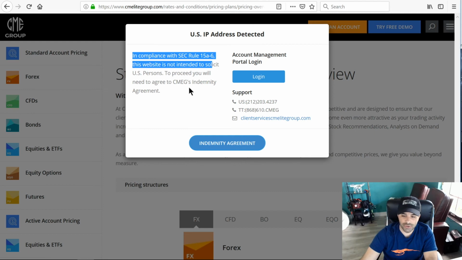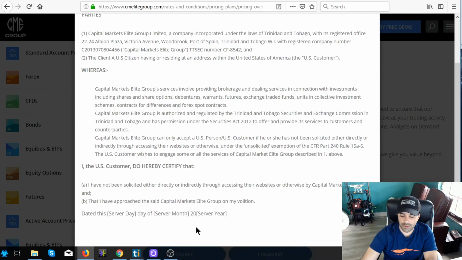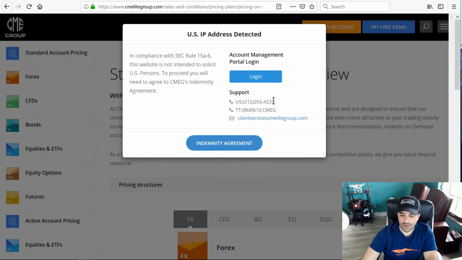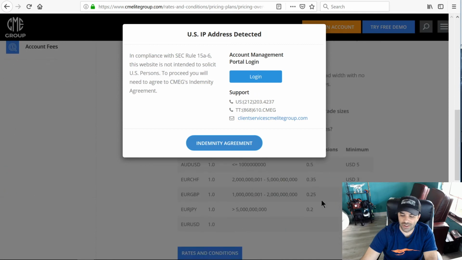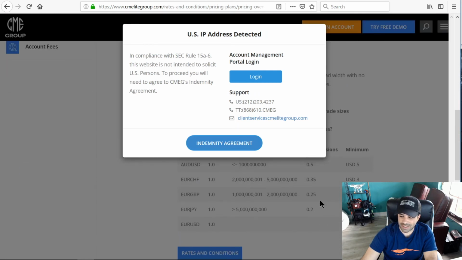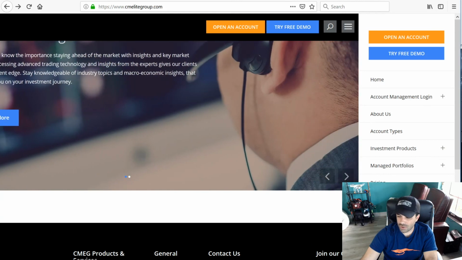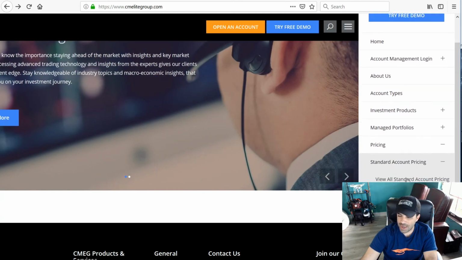To proceed, you will need to agree with CMEG's indemnity agreement. You click it, you can read it. I've already done that, and then you agree. It's supposed to clear this out so you can look at all the details here, but it really doesn't clear out and doesn't seem too easy to get through. So I really can't go into details, sadly, for you on this one, at least at this time.